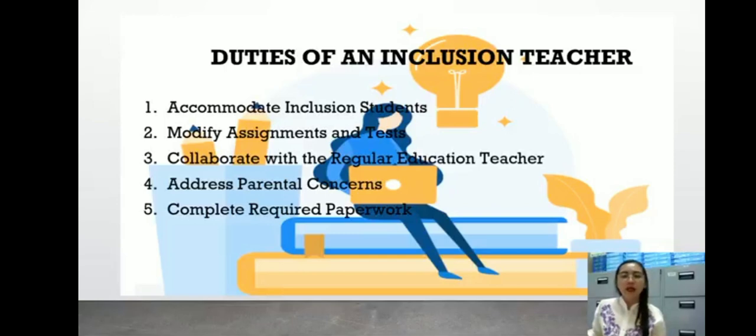Third, collaborate with the regular education teacher. Fourth, address parental concerns. Do not be deaf. Do not be blind to the concerns of the parents, because aside from you, the parents know best what's best for their kids. So address parental concerns. If necessary, call a parental gathering, a parental meeting. Talk to the parents and guardians personally. You will also be given assistance and complete the required paperwork, of course.